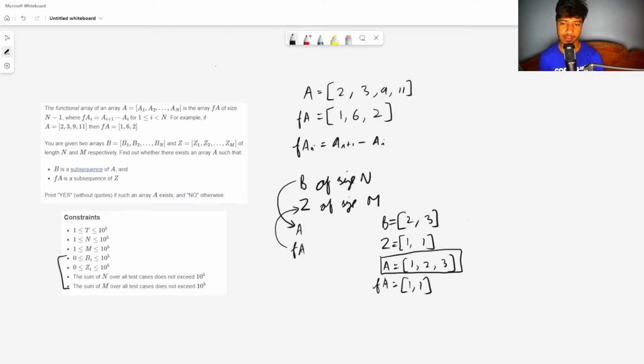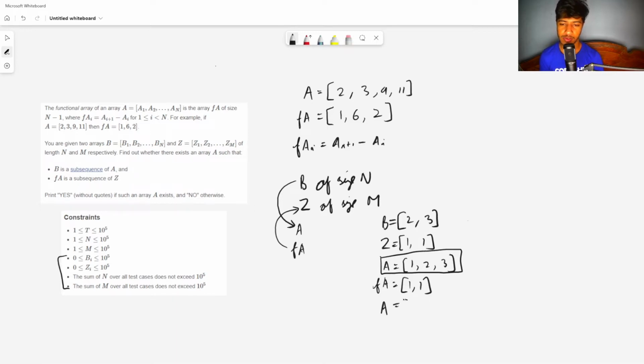But the thing is, here the explanation is kind of tricking you. In what way? Because this is not the only possible A that is viable, right? Think about some more A's. So pause the video here. Try to see if there are more possible A's which satisfy the two criteria for this given B and Z.